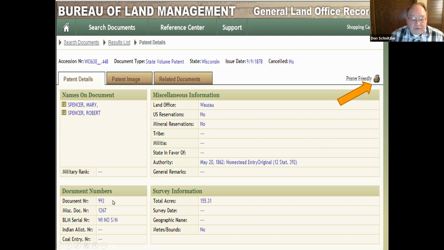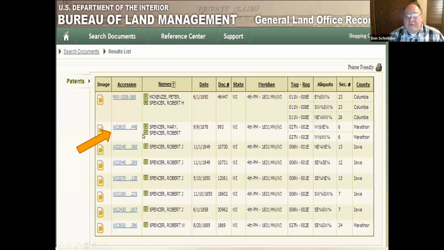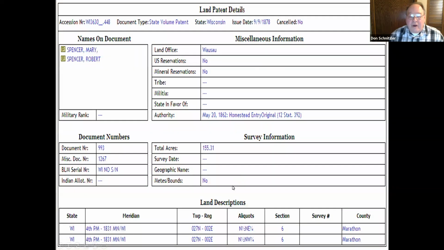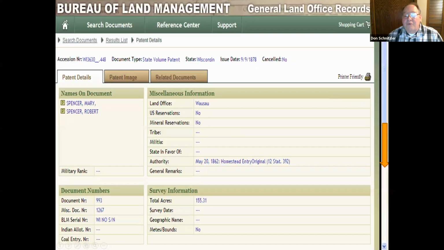And so again, here, there's some descriptions. There's the certificate number, the application number, the total number of acres, and whether it was determined by metes and bounds. And when it comes to the homestead, the land was surveyed, and it was all done by the rectangular system. By clicking on the print friendly view, it will bring up a copy that you can print and not use as much ink. It has the same information, in a slightly different format, but it also includes the legal description of the property here.